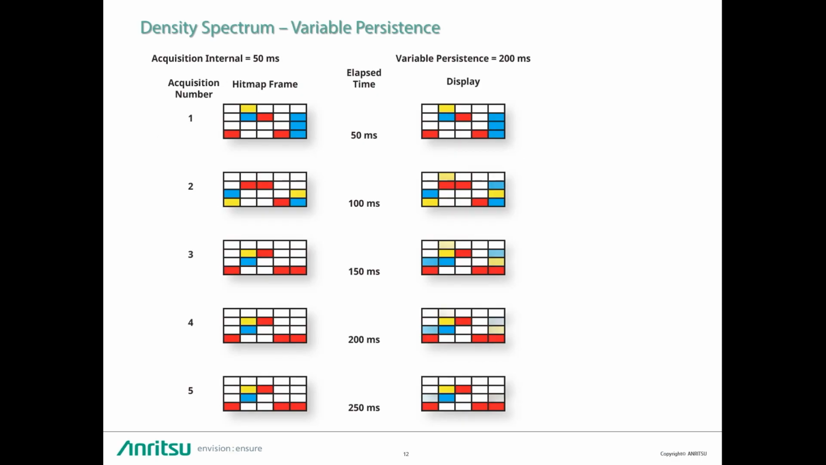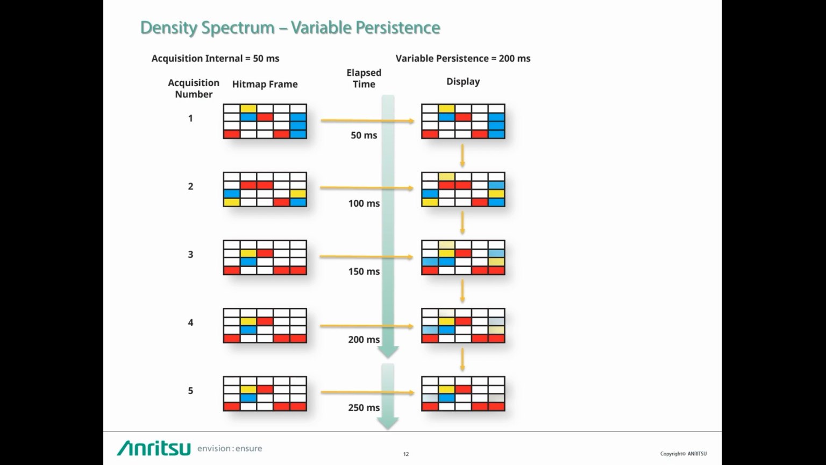To understand the variable persistence concept, let's say that the acquisition, for instance, would be 50 milliseconds long. If the user has chosen 200 milliseconds as a variable persistence time, this will have a consequence on the persistence refreshing rate. Considering each heat map frame or acquisition, a display is to be created and refreshed compared to the previous one.